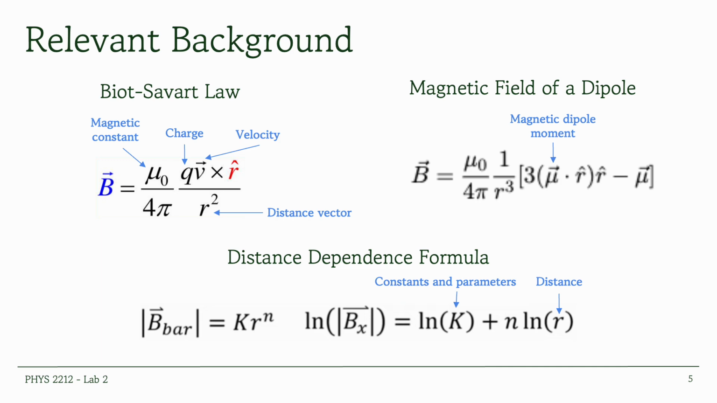Additionally, the magnetic field of a dipole will be important, where you can think about a dipole as a closed circulation of an electric current system, where that value of mu is the one we will be showing how to find throughout the lab. And then lastly, the distance-dependent formula will be important. And as you can see on the right-hand side of the bottom, it can be linearized, which will be important in determining the relationship there.